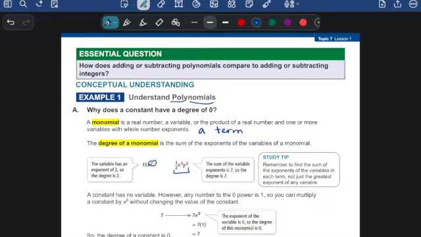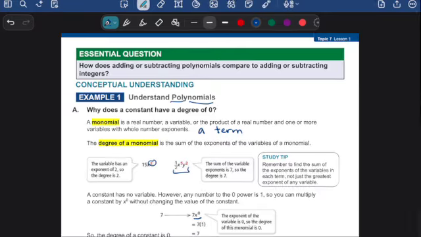A constant has no variable, right? We could think of it as x to the 0 because x to the 0 equals 1. So there is technically no variable, but if we turn it into an x to the 0, then the degree of that would be the 0th term, right? So the degree of a constant is 0 because it has 0 exponents.